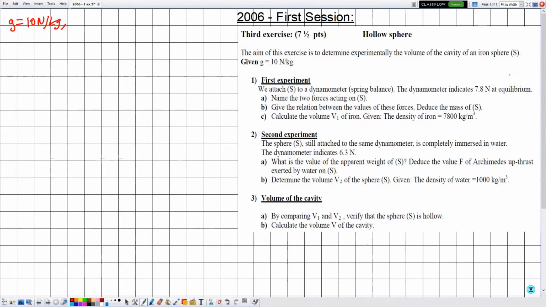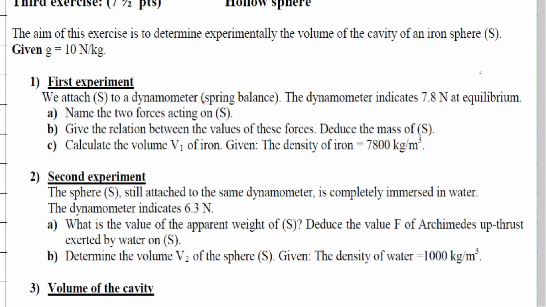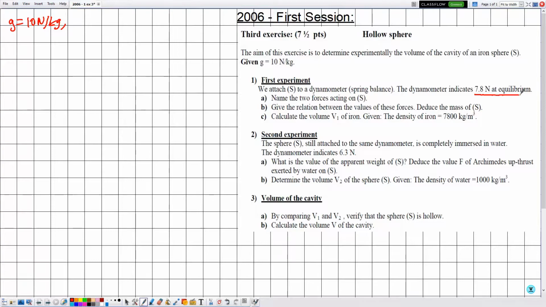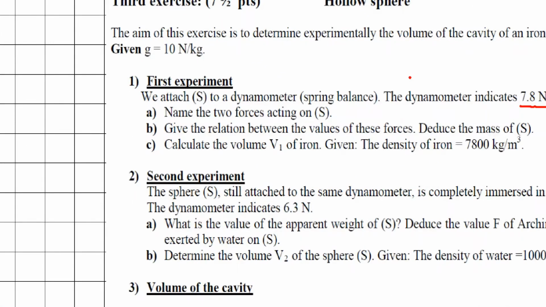Now, part 1, first experiment. We attach S to a dynamometer. By dynamometer, it's meant a spring balance. The dynamometer indicates 7.80 newtons at equilibrium, so this is important. Now we are in the first experiment, part A. Name the two forces acting on S.